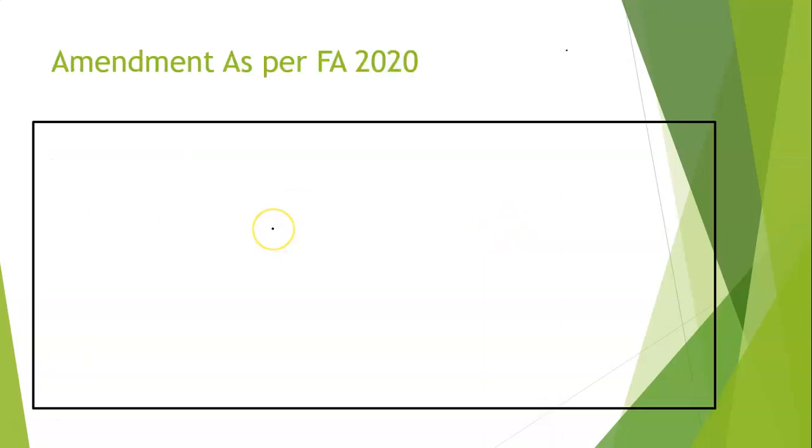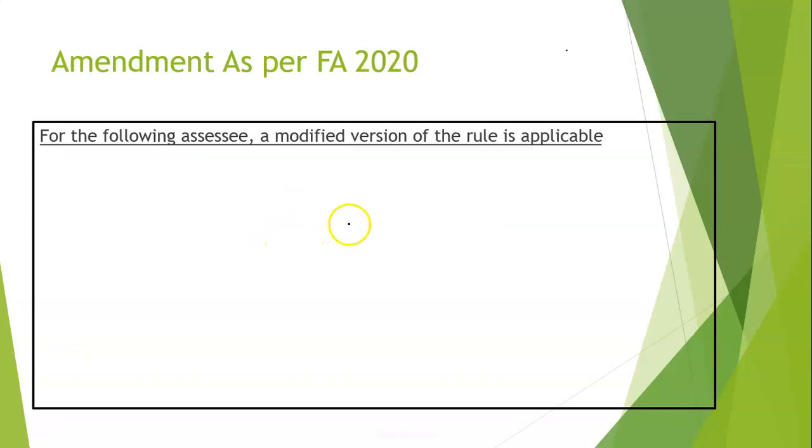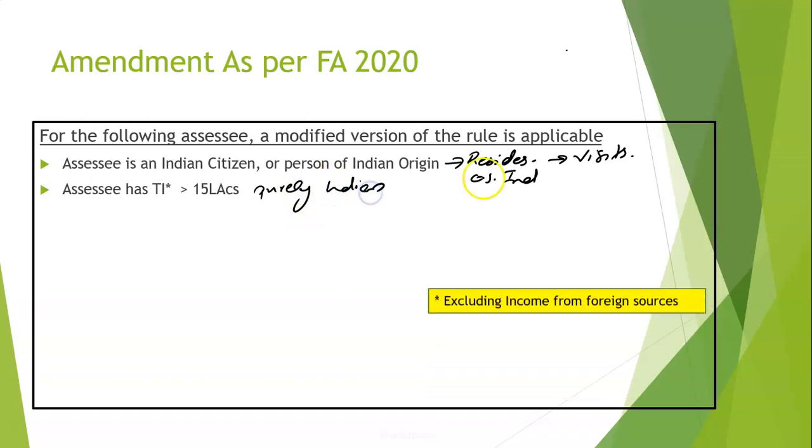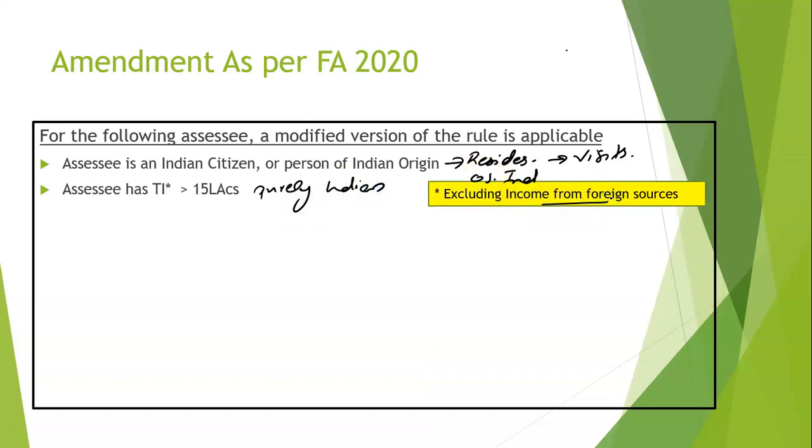So now let's check the first amendment as per Finance Act 2020 with respect to this topic, and that amendment is with respect to an assessee who is an Indian citizen or a person of Indian origin who resides outside India and visits India. And this particular assessee has a special total income which exceeds 15 lakh. And by special total income, what I mean is purely Indian total income, that is total income excluding income from foreign sources.